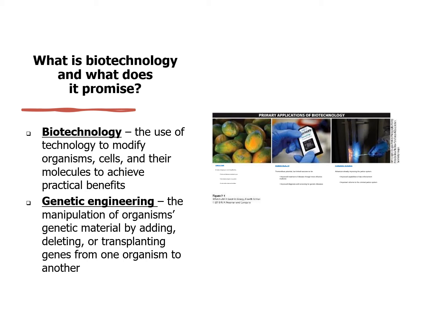A few examples of these are tests for cancer through your saliva, being able to regenerate neurons, those nerve cells in your brain and spinal cord. Genetic engineering is the manipulation of organisms' genetic material by adding, deleting, or transplanting genes from one organism to another. We'll talk about how that's been done.